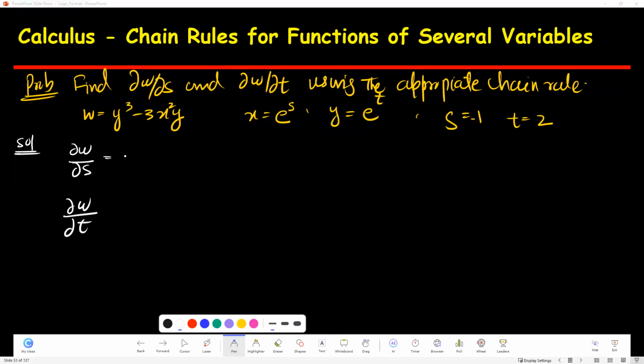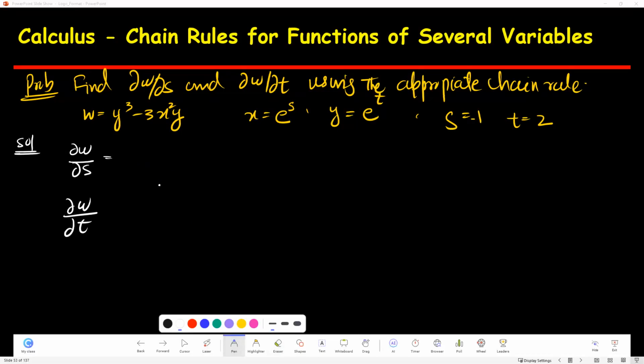To separate, what I'm going to be doing is dW over dx and then dx over ds, in this case. And I'm going to be canceling out and we're going to get this one. So what I'm going to do is directly substitute the values.